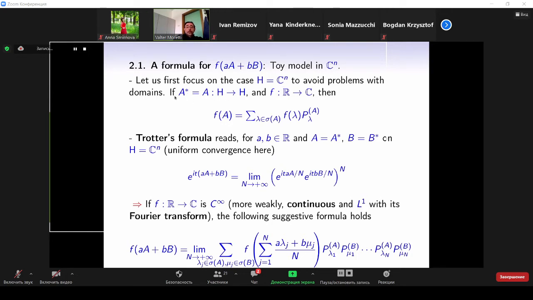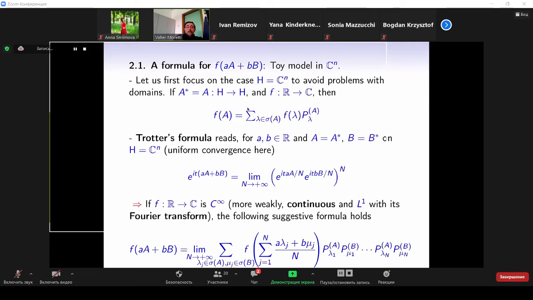So in this case, consider self-adjoint operators, A and B, and we want to construct this function of this operator, so in particular, this operator itself, using the elementary observables associated to A and B. So the spectral measures of A and B.